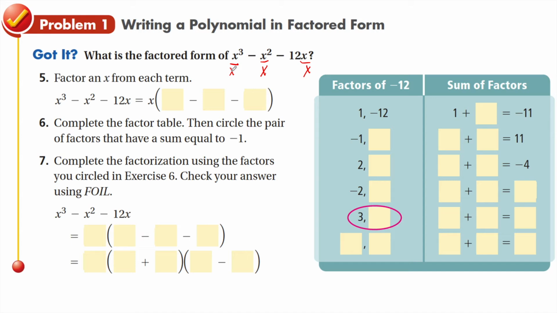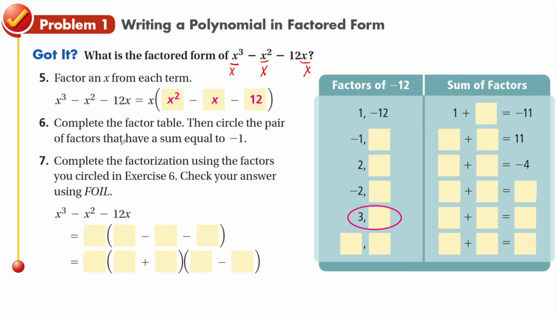So x cubed divided by x will give you that x squared, because if you were to do it backwards, x times the x squared will give you x cubed. x squared divided by x will give you that x on the inside, keeping the sign. 12x divided by x will give you 12, again keeping the sign.